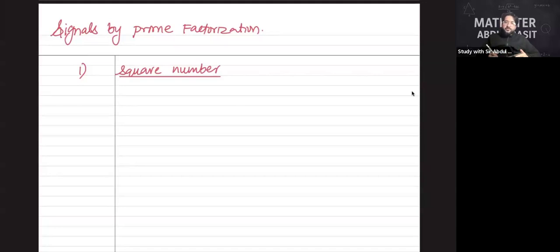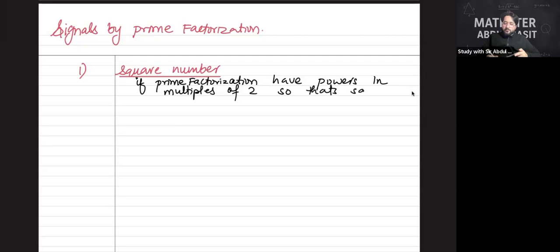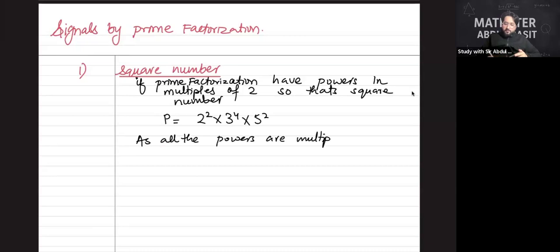Remember one thing: if the powers in the prime factorization are in multiples of 2, then that number would be a square number. For example, what I'm saying here, please pay attention. If prime factorization has powers in multiples of 2, that's a square number. For example, P is a number, 2 square times 3 power 4 times 5 square. Is this a square number, guys? Yes, it is a square number because all the powers are multiples of 2. So P is a square number.